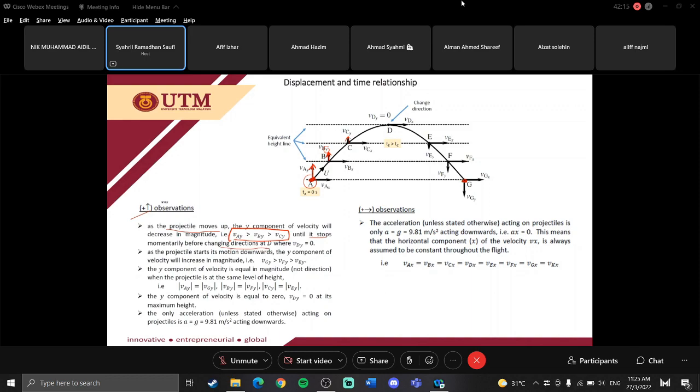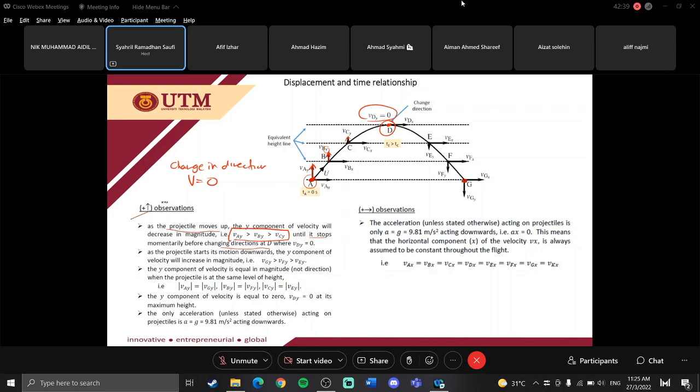until it stops momentarily before changing direction. As you already learned in rectilinear motion, when there is a change in direction, the velocity will become zero. So at this point D here, there is a change of direction, so VDY will become zero, meaning the velocity along y direction.